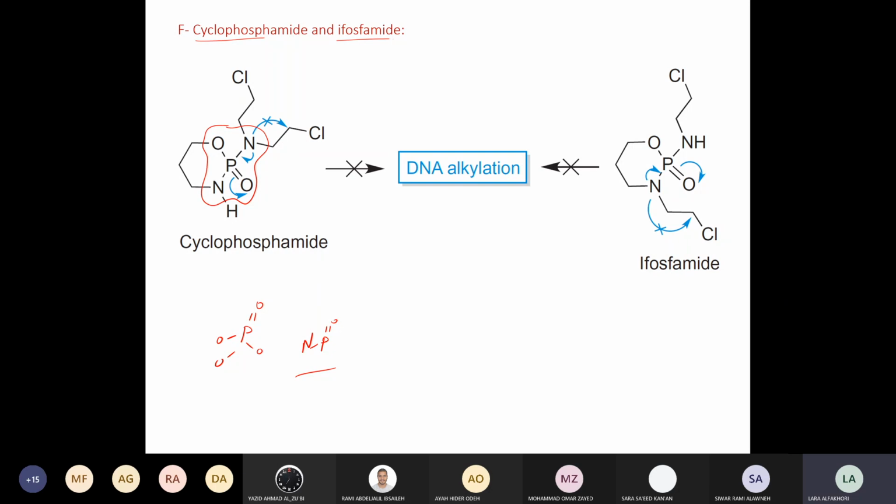طيب. As drawn in here, هل الدراج بيعمل alkylation زي ما هو هيك مرسوم؟ هل ممكن يعمل DNA alkylation؟ شو رأيكم؟ لازم نعمل له هيدروليسيس بعدين بيشتغل.